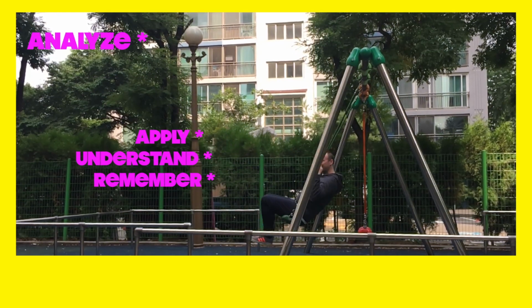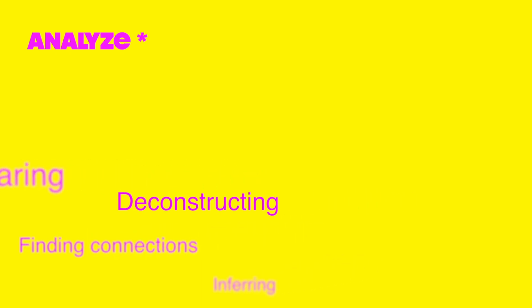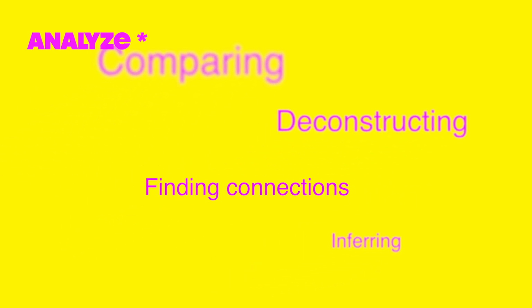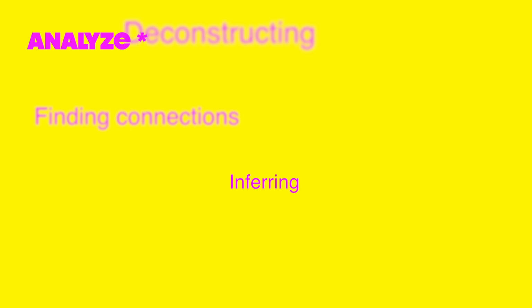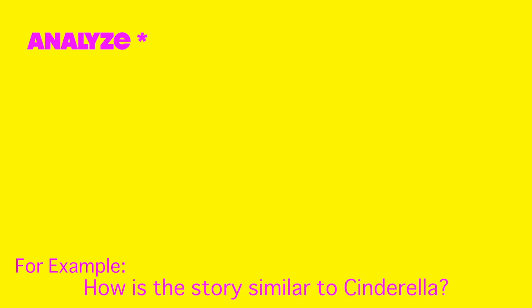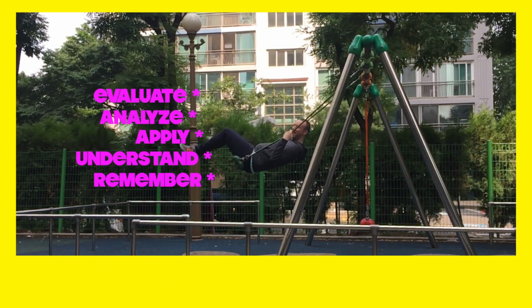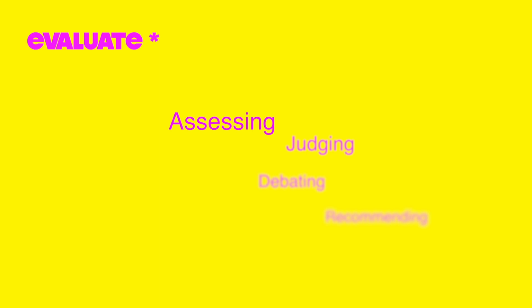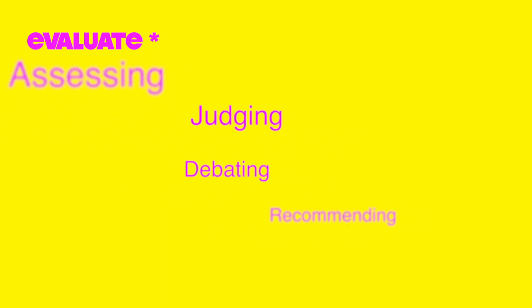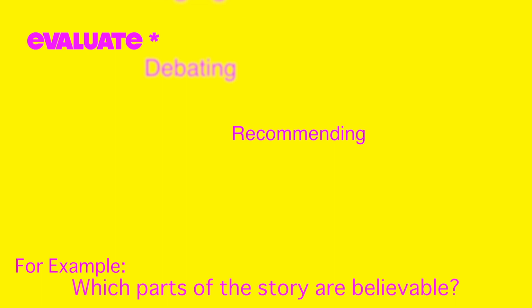Analyze. Students are comparing or deconstructing or finding connections between things. The key thing here is that the answer is not in the input, so this is not an understand thinking skill. They are finding the connections themselves. For example, how is the story similar to Cinderella? Evaluate. Students are assessing or judging something using a criteria. For example, which parts of the story are believable?